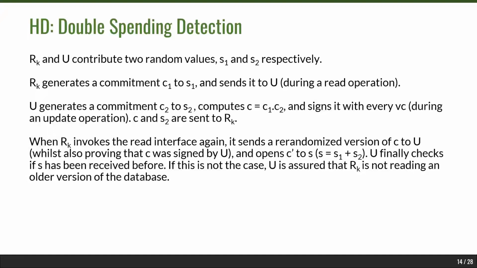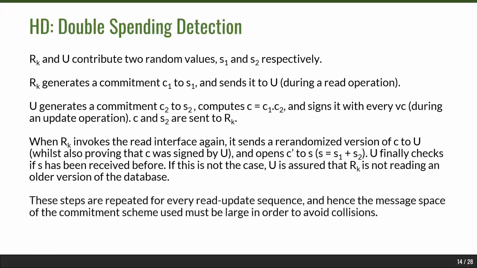And now when the reader invokes the read interface again, it re-randomizes C and sends it to the updater, and then proves to the updater that this was a C that was first signed by the updater. And later on, the reader opens the C dash to S, which is S1 plus S2. And now the updater checks if S has been received before. And if this is not the case, then U knows that the reader is not reading an older version of the database. And because we're doing this, these steps have to be repeated for every read and update sequence. And the message space of the commitment scheme we're using should be large to avoid collisions.